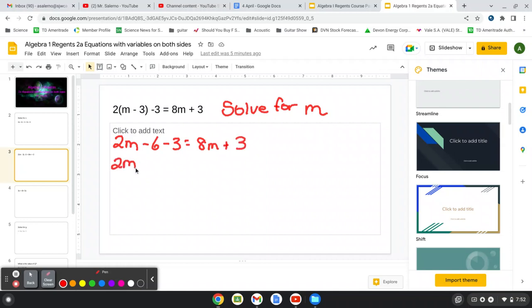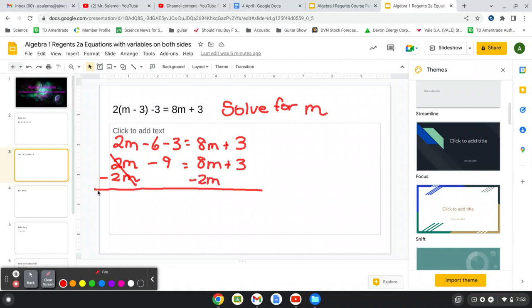So we're going to have a 2m minus 9. Minus 6 minus 3 is minus 9. And you have 8m plus 3. There we go. Now, you could minus the 8m if you wanted. You can minus the 2m. You can minus 3 or add the 9. Whatever you want to do, do. Now, I usually always subtract the variable and coefficient first, and usually I take the lowest one, but it doesn't matter. You're still going to get the same answer.